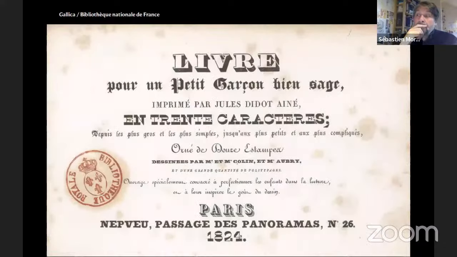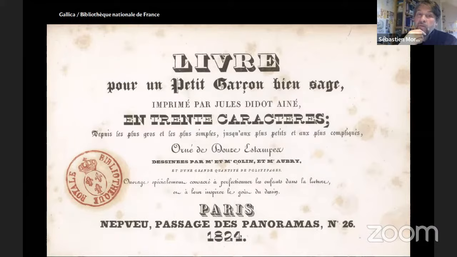After the end of the Napoleonic Wars, business started again between the United Kingdom and the continent. And British types, amazing British types, started to appear in France. For instance, in 1818, the Royal Printing Office bought some types and matrices from a couple of British foundries.